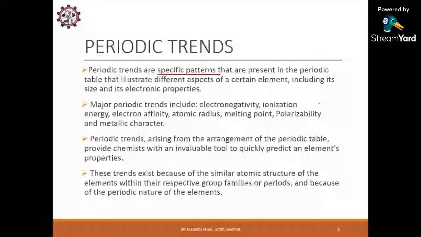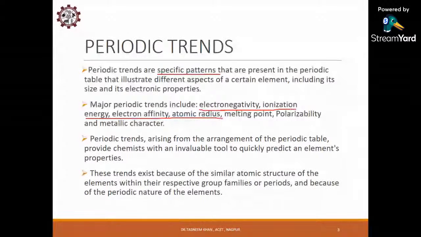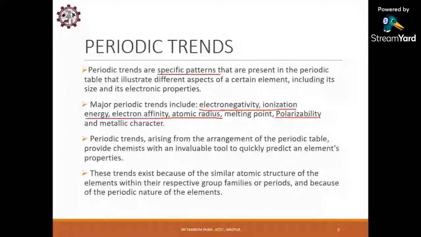character. So we'll be only talking about electronegativity, ionization energy, electron affinity, atomic radius with its ionic radius as well. Then polarizability. Okay, nothing else. We'll not be talking about melting point and metallic character. So this is only for your information.